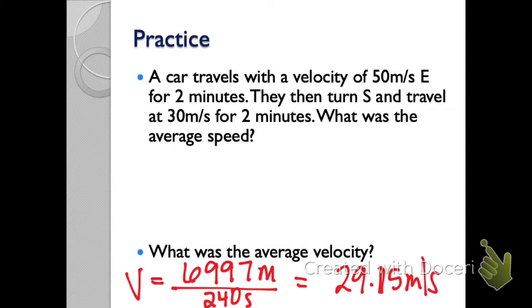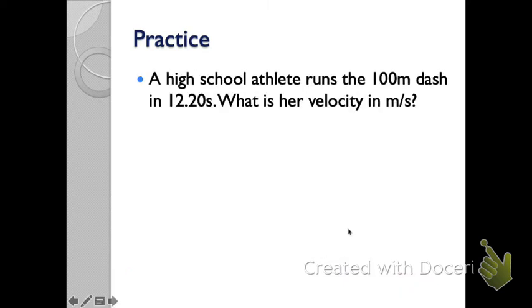Okay. All right. This next slide here, go ahead and do this one on your own. It is honestly, truly as easy as it seems. A high school athlete runs a 100-meter dash in 12.2 seconds. What's her velocity in meters per second? It's literally as easy as it seems. So do that one just real quick.